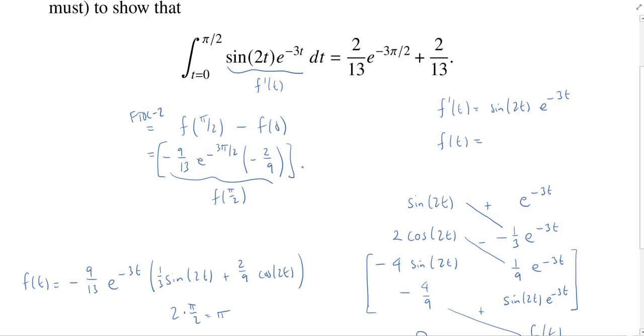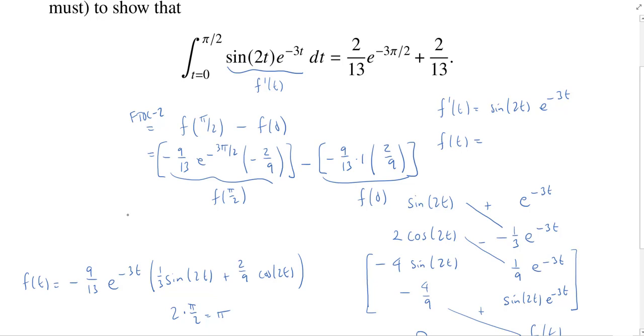Now we need to subtract what happens at 0. So at 0, we again have negative 9/13, and then e to the 0 power, which is just 1, times, well, 2 times 0 is 0, so we have sine of 0, which is still 0, and then cosine of 0, which is 1, times 2/9. And so this piece is our f of 0.